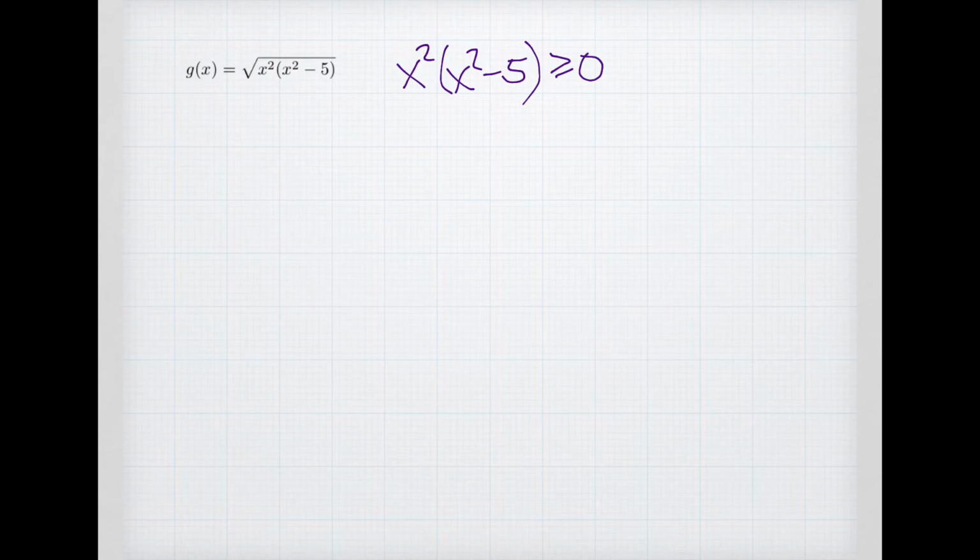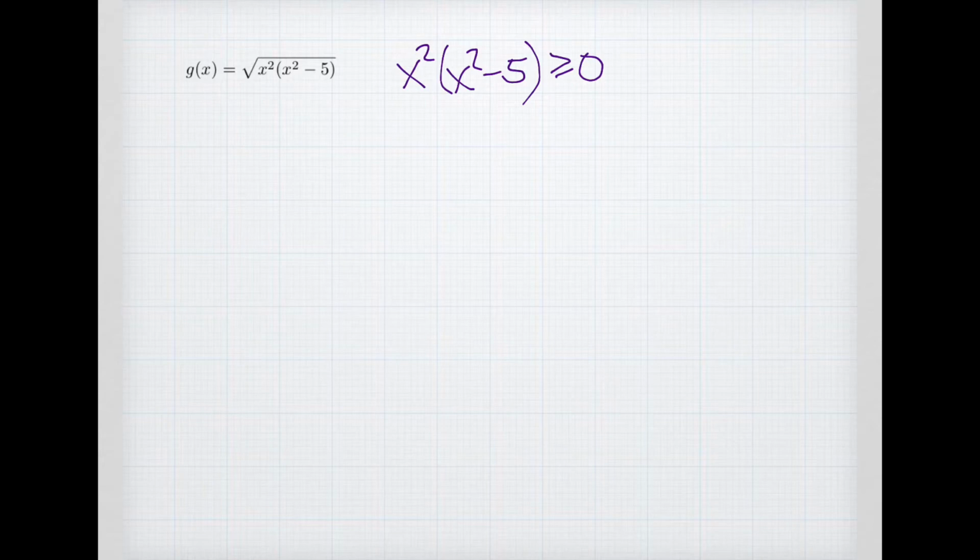Our second function, g of x, had a square root, and so we created the inequality where the input of the square root, which is the formula x squared times x squared minus 5, has to be greater than or equal to 0. So this inequality is looking for positive values or 0 inside of the square root. Quick note, notice I did not create an inequality with the square root. I took an inequality of what's inside of the square root. How do I do this?